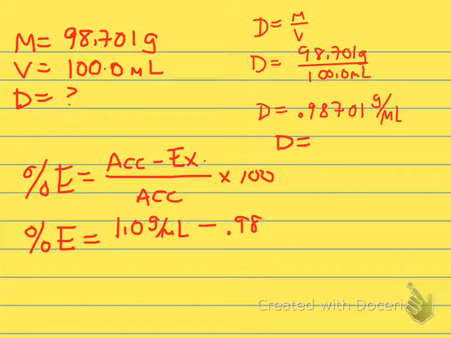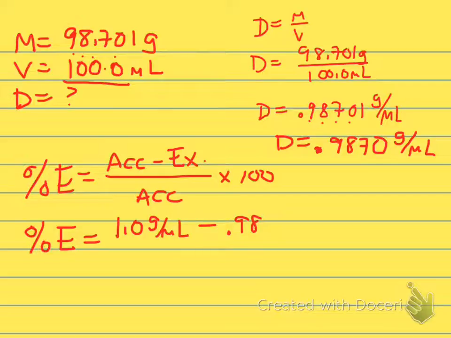Fingers. 1, 3, 5, 0, 4. 4, because we're looking at this. 1, 2, 3, 4. That's our limiting factor. So 1, 2, 3, 4. Our final answer is going to be 9870 grams per milliliter. That 0 is significant.